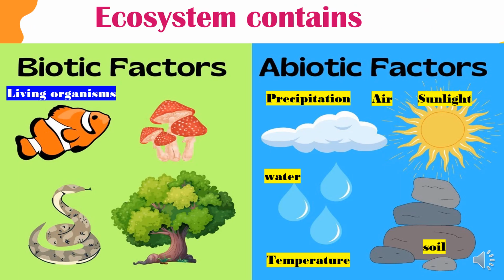So, as we said before, an ecosystem contains living organisms or biotic factors such as animals, humans, plants, and bacteria, and abiotic factors such as non-living things like soil, temperature, water, precipitation, air, and sunlight.